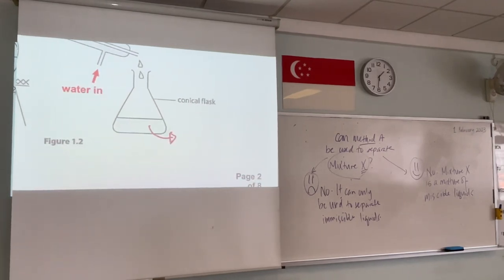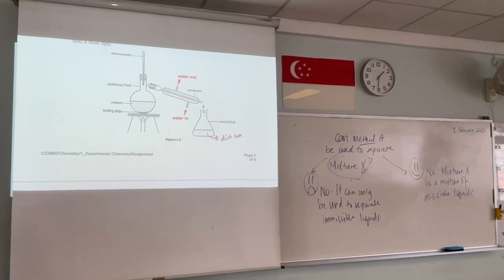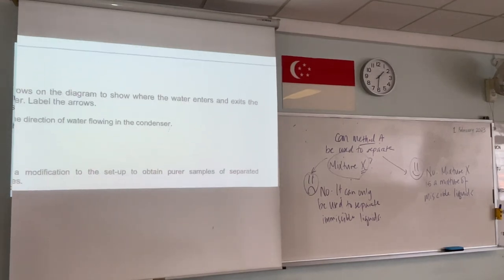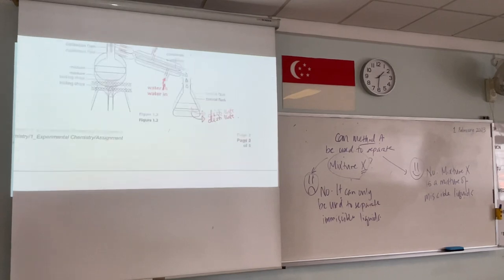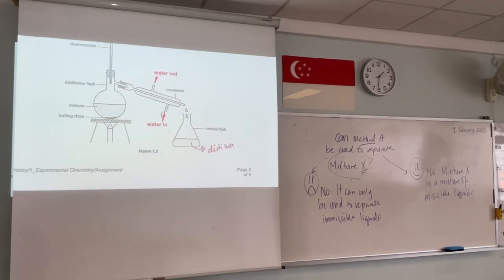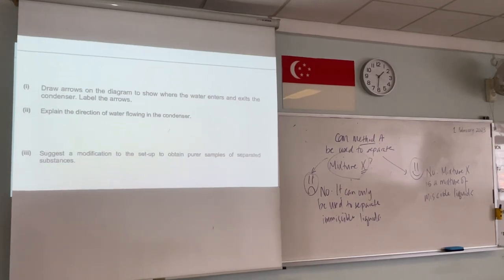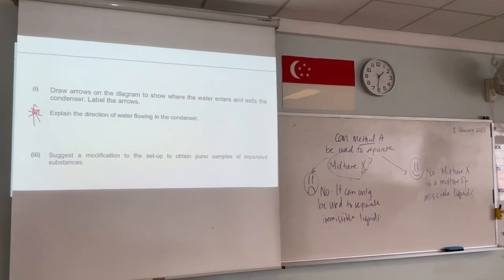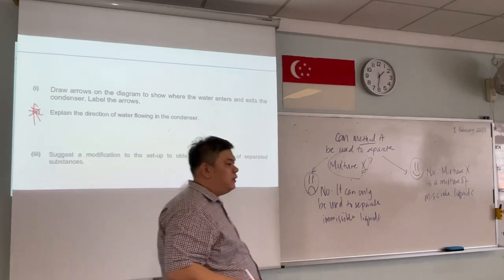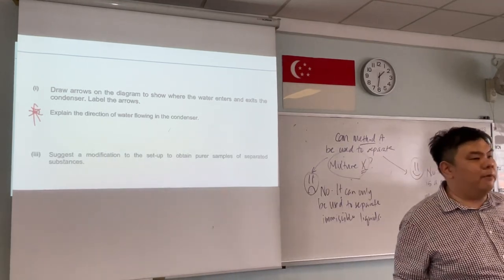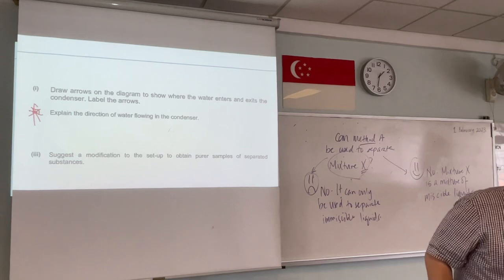What do I call this thing in general, the liquid that comes out? The distillate. Then the rest should be very standard. Now, draw arrows on the diagram to show where the water enters and leaves the condenser. Water in, water out. Remember to label as mentioned in the question. Explain the direction of the water flowing in the condenser. This is something you have learned in lower secondary before. I want to hear from you what are the key points that we need to discuss when we are talking about the precaution of using a condenser.